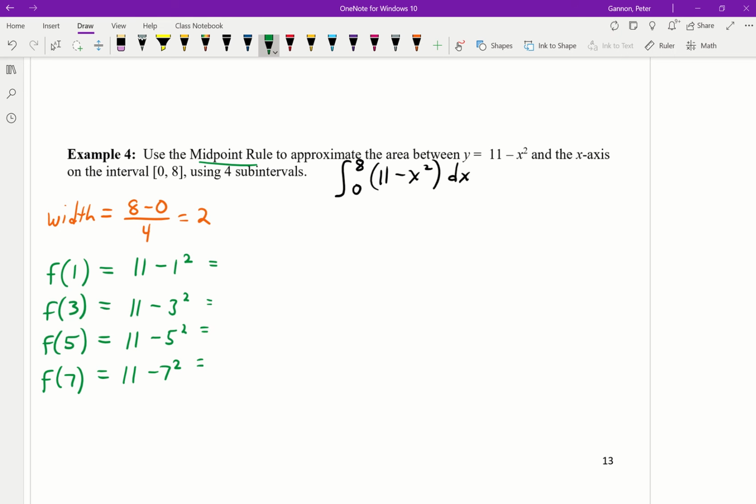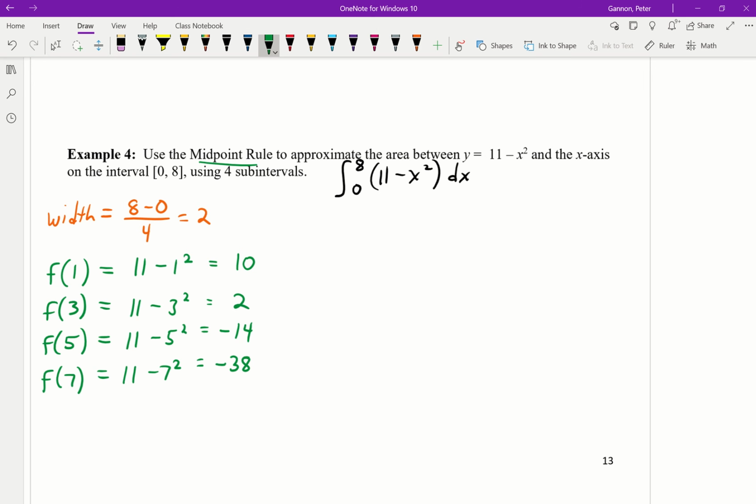So that's going to be important. 11 minus 1 squared, that's simply 10. 11 minus 3 squared, that's 2. 11 minus 5 squared, that's a negative 14. And 11 minus 7 squared, that is negative 38. Now what you want to remember is that negative area means that the function is below the x-axis at that point. So that area is going to be below the x-axis.